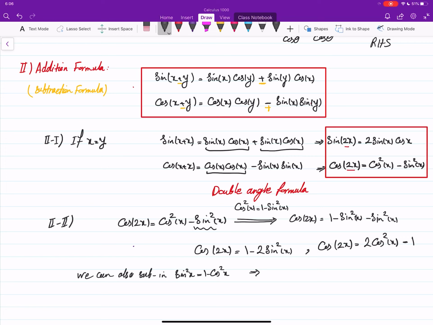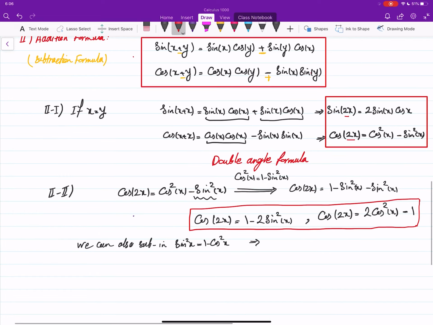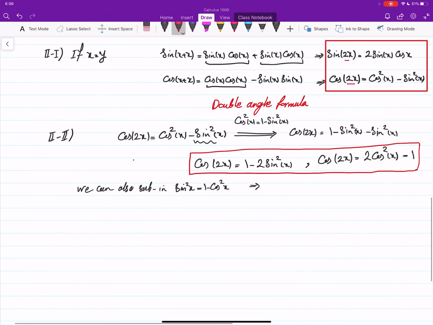Yes, instead of sine square, we put 1 minus. So that's why these two formulas are different forms of a double angle. Let me just make my own box here. But these formulas can be used in a different way.